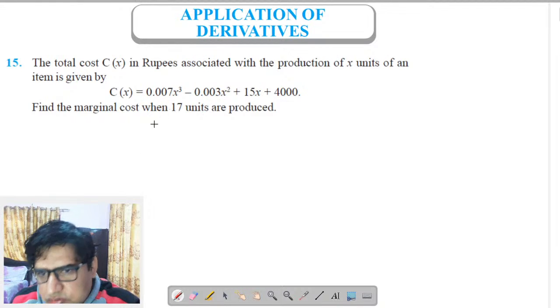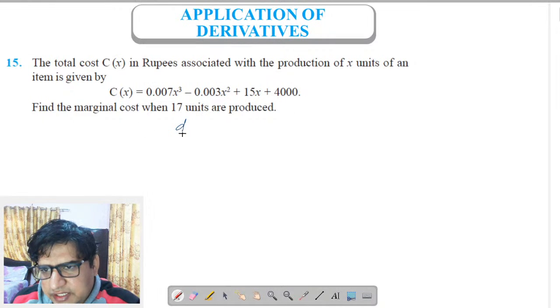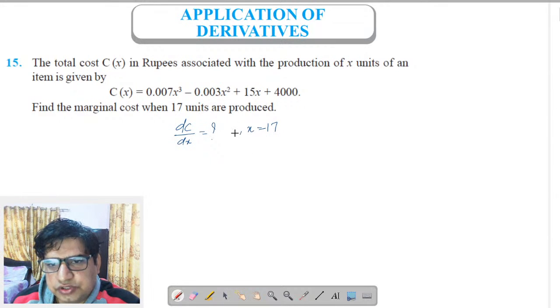ठीक है. So we simply need to substitute the value. ठीक है. And here x is a unit. ठीक है. So when we are supposed to find dc by dx, we are supposed to find dc by dx at x is equal to 17. ठीक है. So this is very simple kind of question. And marginal cost, so marginal cost is equal to dc by dx is equal to we were supposed to find.